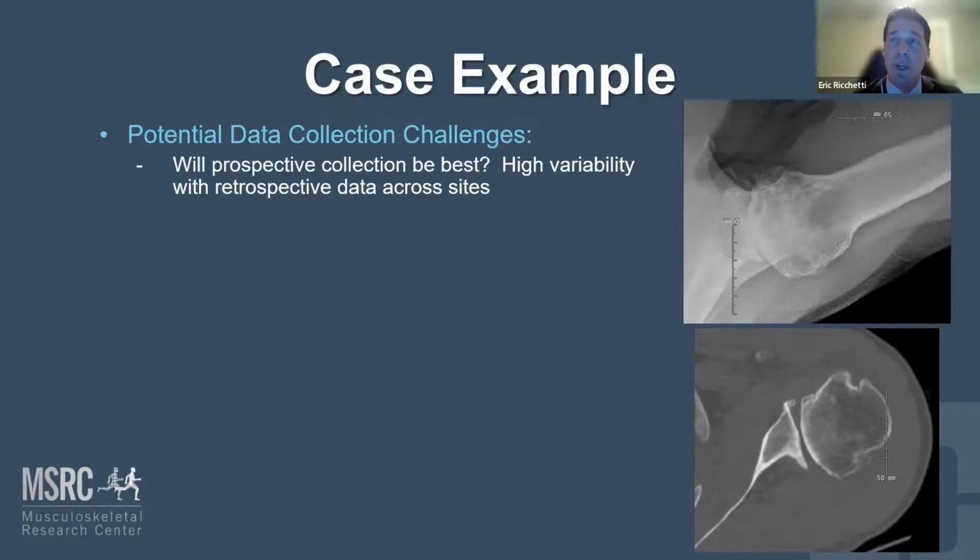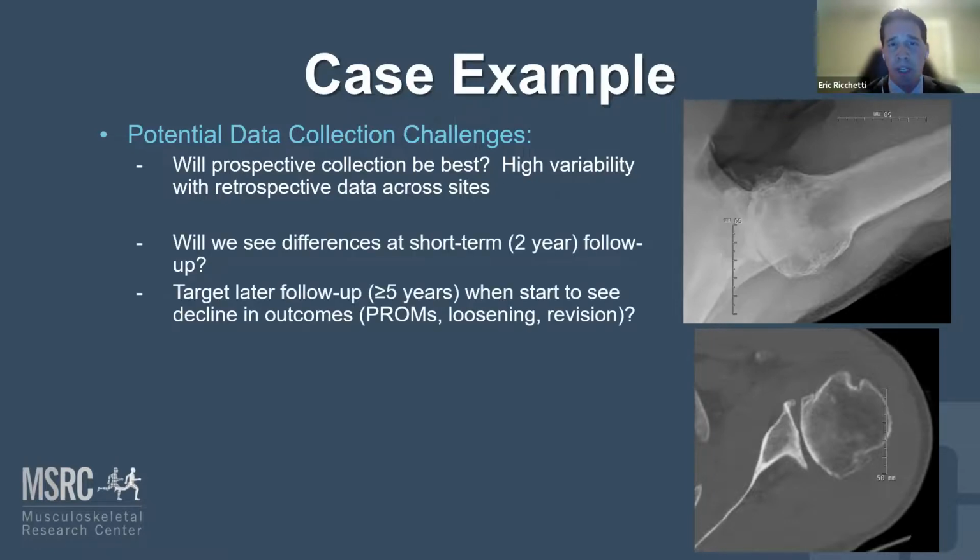I think one of the things we saw just in surveying our group with the data we collected at baseline is we realized how variable retrospective data could be across different sites with regards to PROMs you collect, follow-up rates you collect. And that led us to realize that we need to have good consensus on the prospective data we will want to collect moving forward.